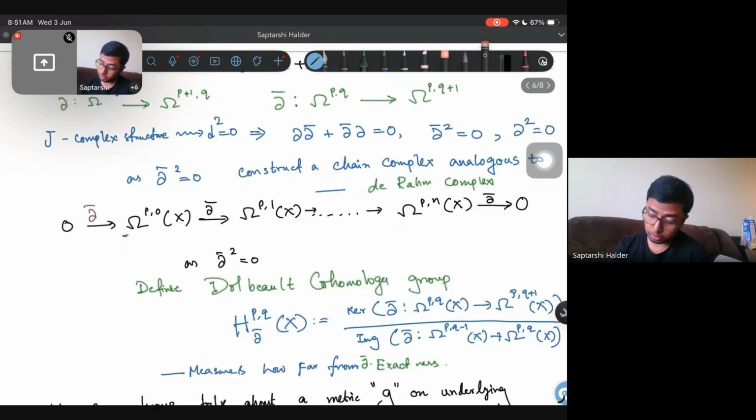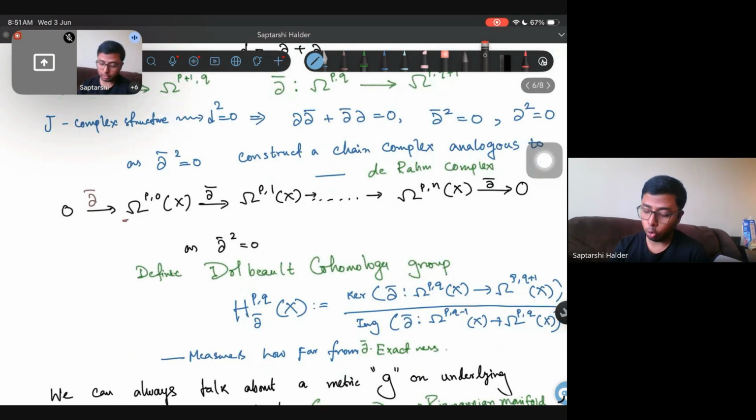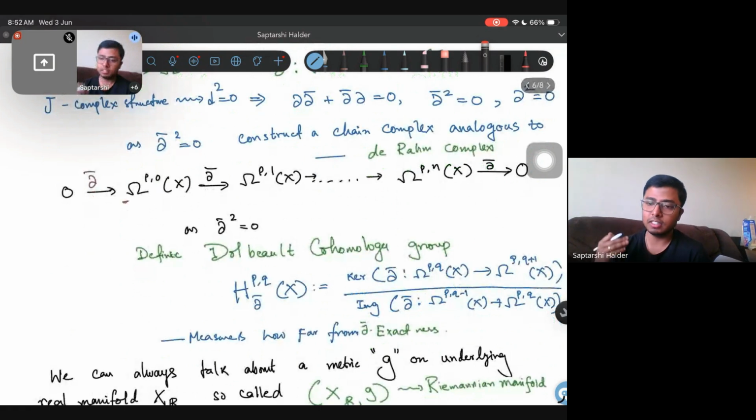So we can construct the cohomology group. We call it Dolbeault cohomology. So this is the cohomology group. What it calculates: not every element here is del bar exact, right? You cannot take any element and have del bar of it equal to 0. It's not exact. So what this cohomology group measures is how far the sequence is from exactness.